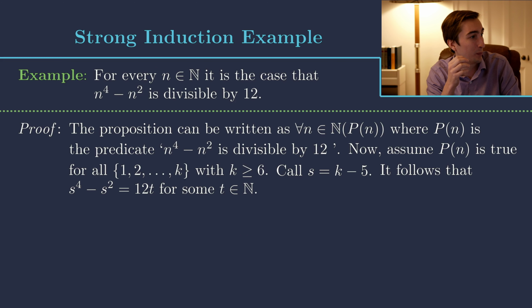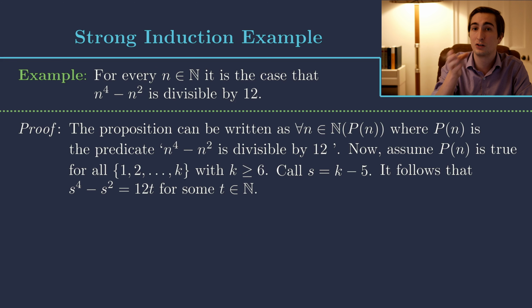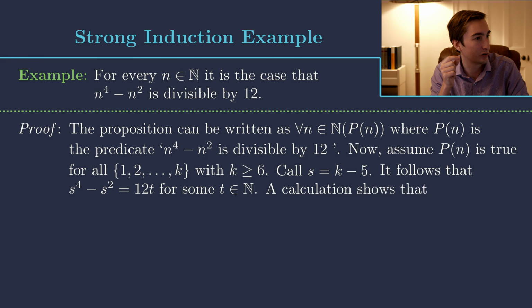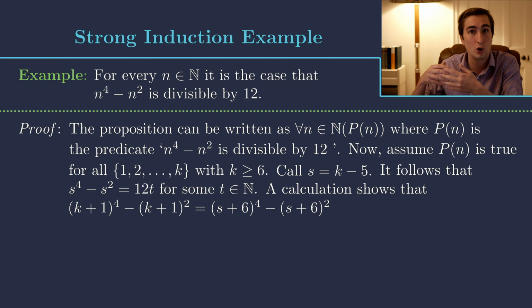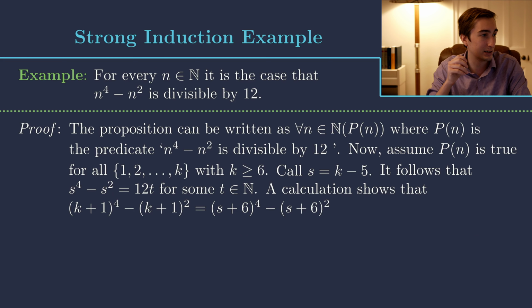That's what we're saying. In other words, s to the power of 4 minus s squared is equal to 12t for some t in n. And that's going to be useful for constructing now what p of k plus 1 is. So we want to now show that p of k plus 1 is indeed true. So we're going to put in p of k plus 1. And what does that give us? This gives us this thing here, which is k plus 1 to the power of 4 minus k plus 1 all squared. And we want to show that that thing is divisible by 12. And then we've done our strong induction step. And then all that remains at the end is to show these final cases, namely that p of n is true for n equals 1, 2, 3, 4, 5, and 6.